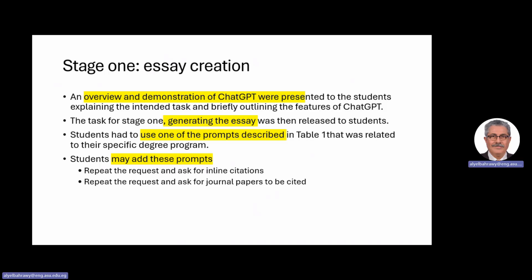For stage 1, an overview and demonstration of ChatGPT were presented to the students, explaining the intended task and briefly outlining the features of ChatGPT. The task is generating the essay. Students use one of the prompts described in the previous table, and students may add to these prompts. Repeat the request and ask for inline citations. Repeat the request and ask for journal papers to be cited.